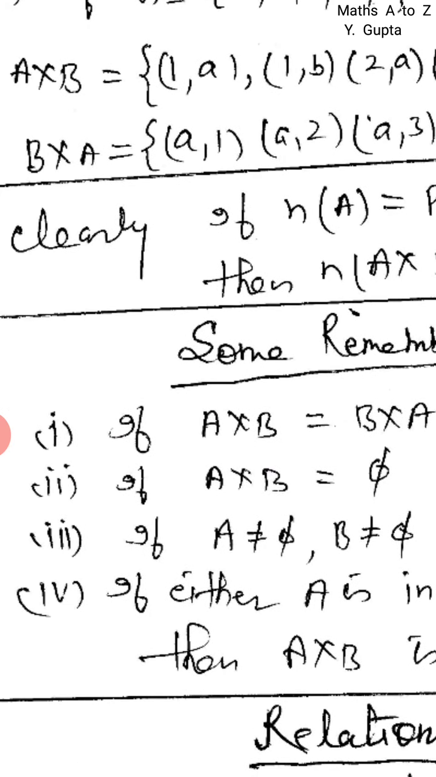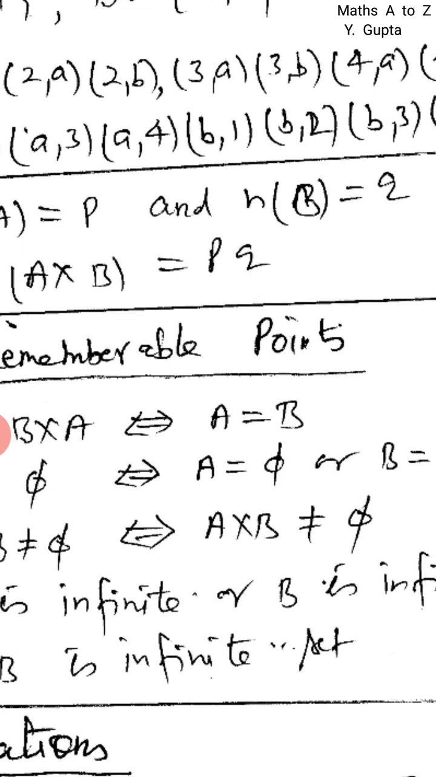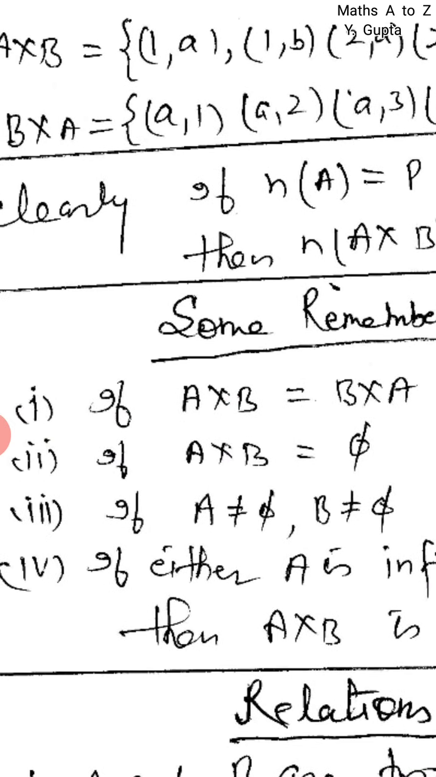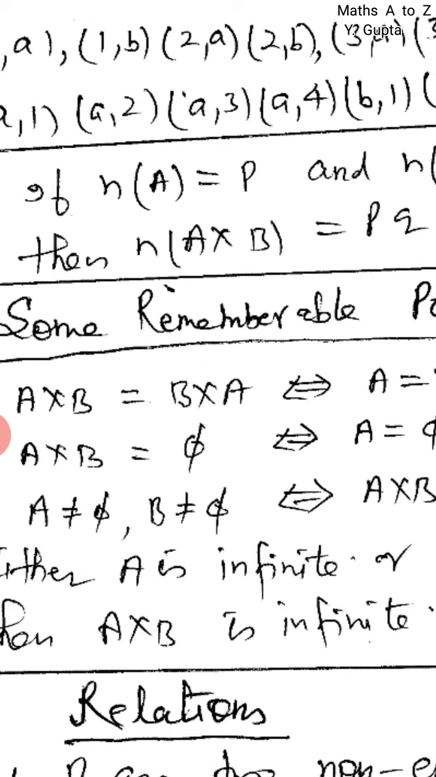Always remember, and it is clear from these discussions, that if the number of elements of set A is equal to p and the number of elements of set B is equal to q, then the number of elements of the Cartesian product of A and B is equal to pq. For example, if set A has 3 elements and set B has 2 elements, then the number of elements in the Cartesian product will be 6.